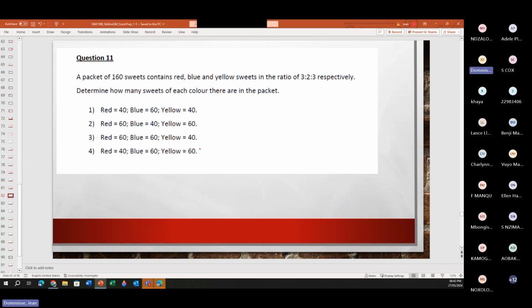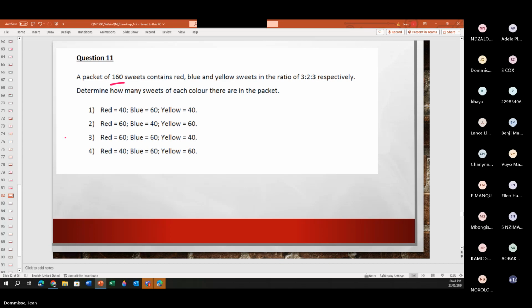Okay, so combination, permutation, and then a type of ratio question. A packet of 160 sweets contains red, blue, and yellow sweets in the ratio 3:3. Which one is the correct one?